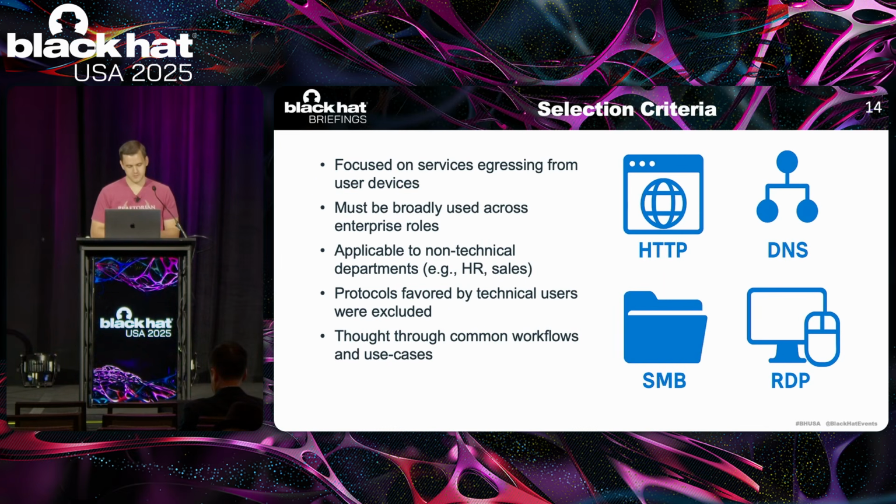And so we came up with some selection criteria, which were, we wanted to focus on services that would be egressing from end user devices. And so we wanted to focus on things that would be common across all user types, so not just developers, so that would exclude things like SSH. And we thought a little bit about common workflows that someone might use and what that would look like at the network level. And again, we were focusing on things that were widely used across most enterprise environments.